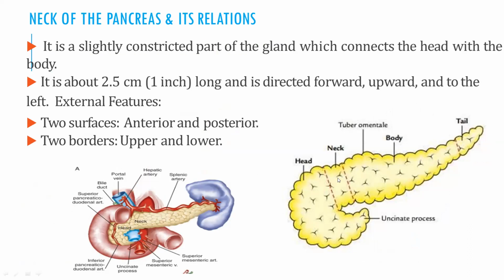It is about 1 inch in length, directed forwards, upwards, and to the left side. You can see here there are two surfaces, anterior surface and posterior surface, and an upper border and lower border. The anterior surface you see in front, and then the posterior surface. There are an upper border as well as a lower border. You can see the neck of the pancreas, which forms a constricted portion between the head as well as the body of the pancreas.